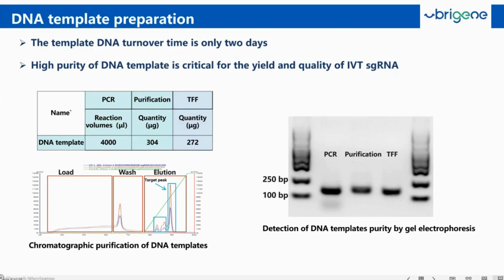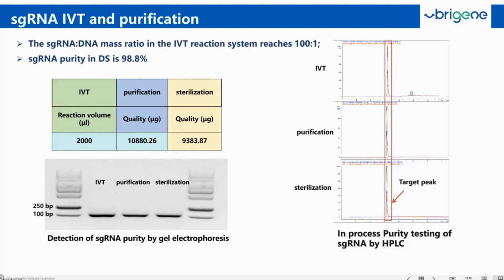The panel lower right is showing our purification, with our target peak coming as a pretty well-defined peak, and the panel on the right is showing that we can detect the DNA template's purity by gel electrophoresis. These templates are then used in our small guide IVT. We are able to achieve mass ratios in our reaction as high as 100 to 1, and small guide RNA purities at drug substance over 95%.